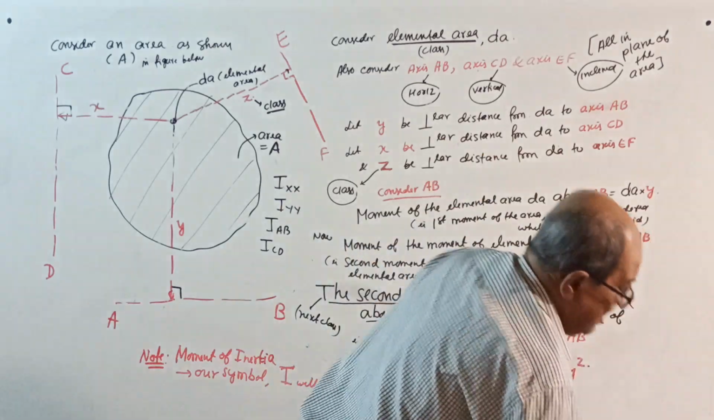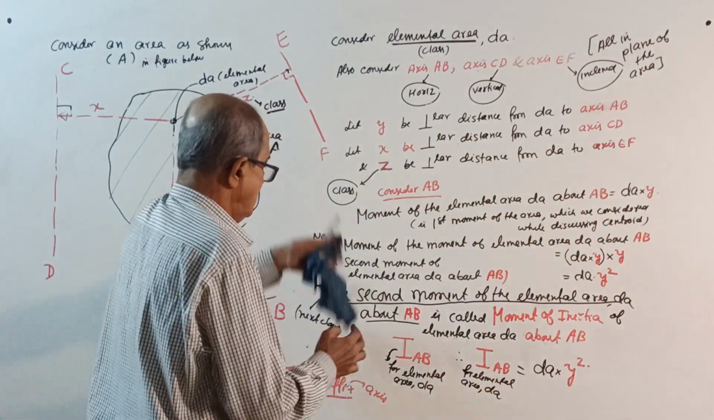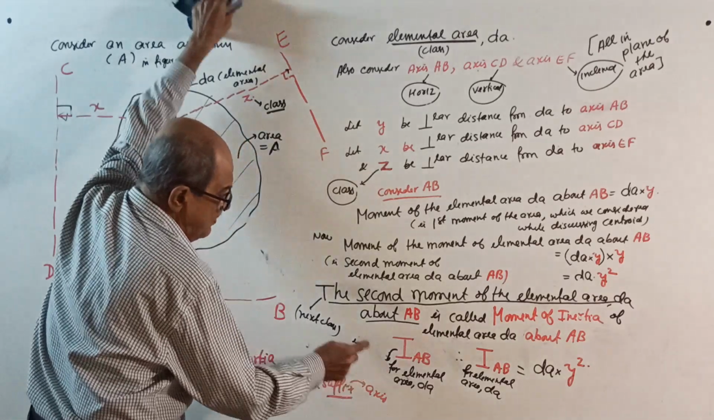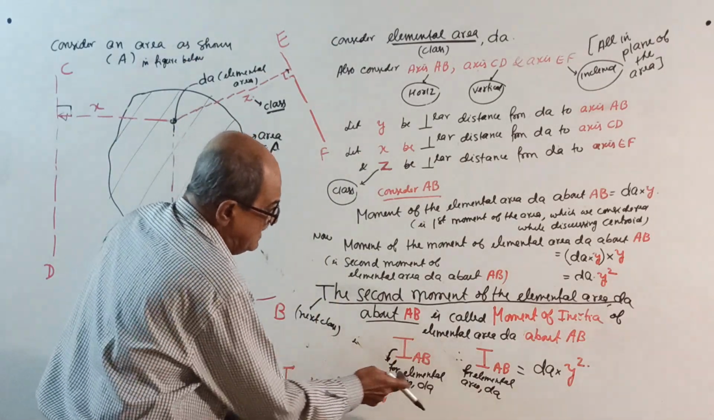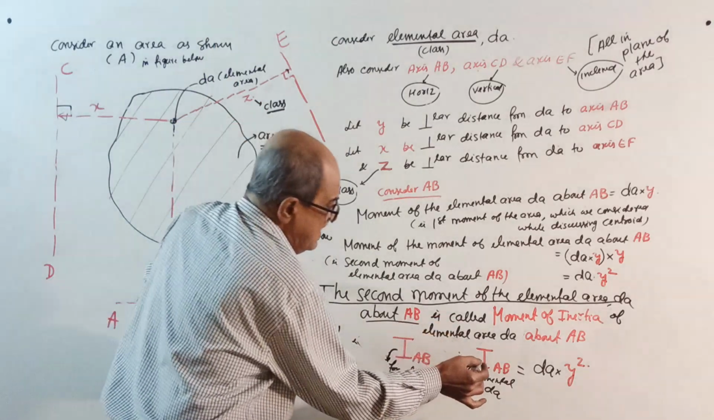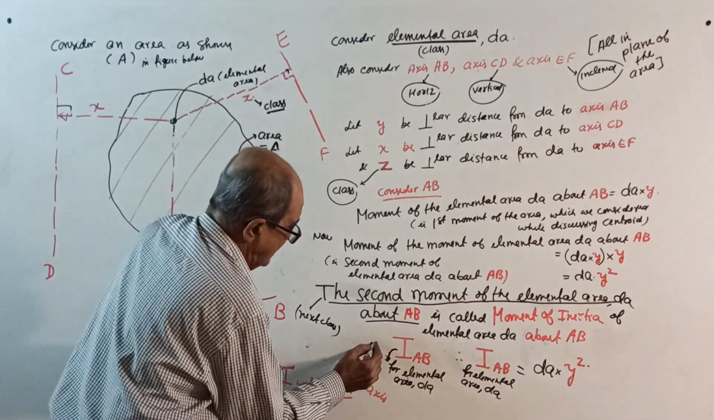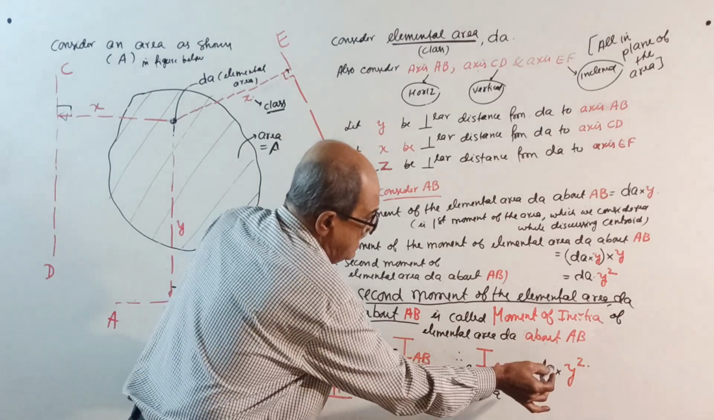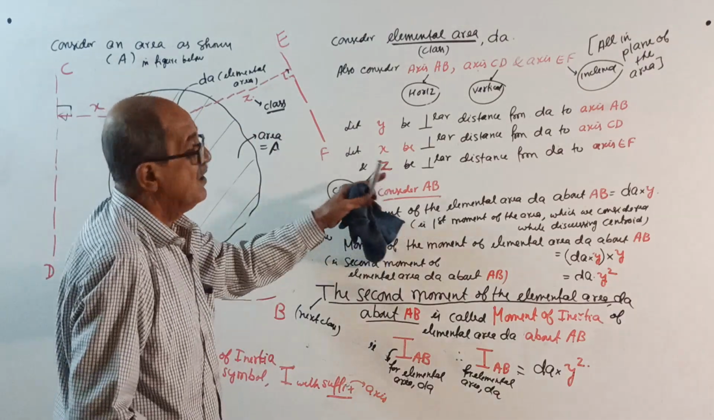That way, right? I is moment of inertia, the suffix is always the axis. So therefore, I about AB, be very careful what I am writing, this is for the elemental area dA. That is IAB for the elemental area dA, equal to dA into y square. This is for the elemental area.